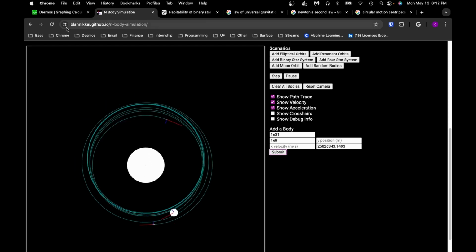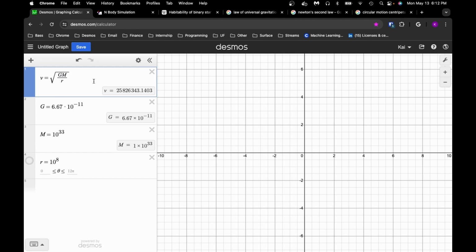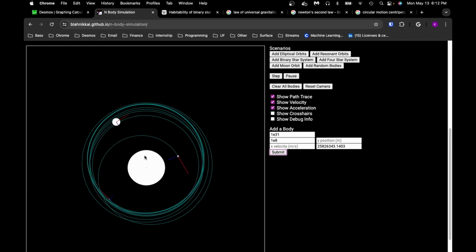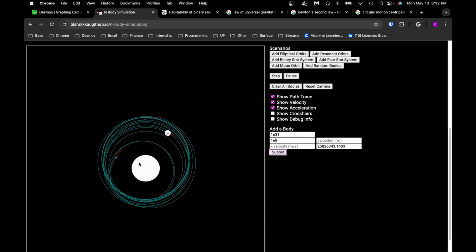So the mass doesn't matter as long as it's small, right? The mass of the orbiting body, as long as it is negligible compared to the mass of the central star, the central body that it is orbiting around, then it doesn't matter. But if it starts to affect it and pull the central star out of position, then it does matter, of course.